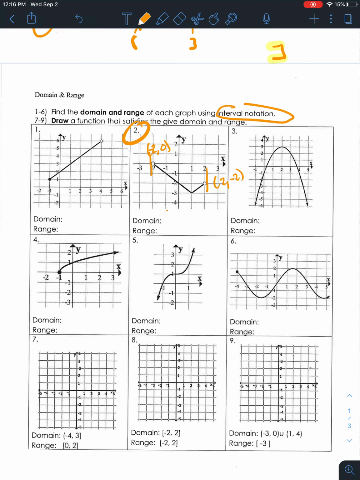So this first point is open. I'm going to have parentheses. My first x value is -2. All the way on the right, my x value is +2. It's an open circle again, so I'm going to have parentheses.